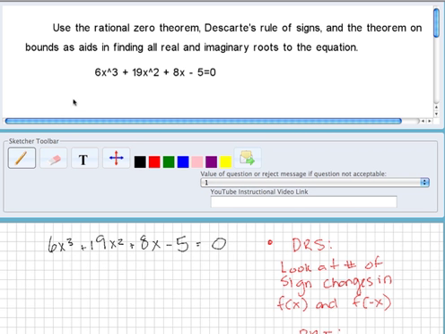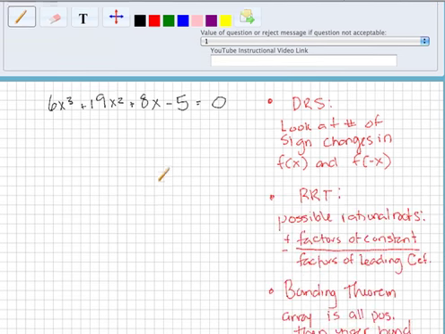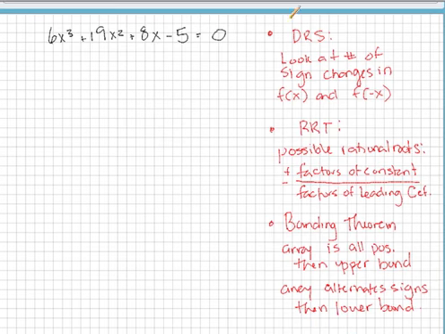Let's go ahead and take a look at the question that you sent. It looks like we're trying to find all the roots of this cubic equation here. And we're supposed to do it using the Rational Zero Theorem, Descartes' Rule of Signs, and the Theorem on Bounds. Just a brief review, because that's a lot of theorems.